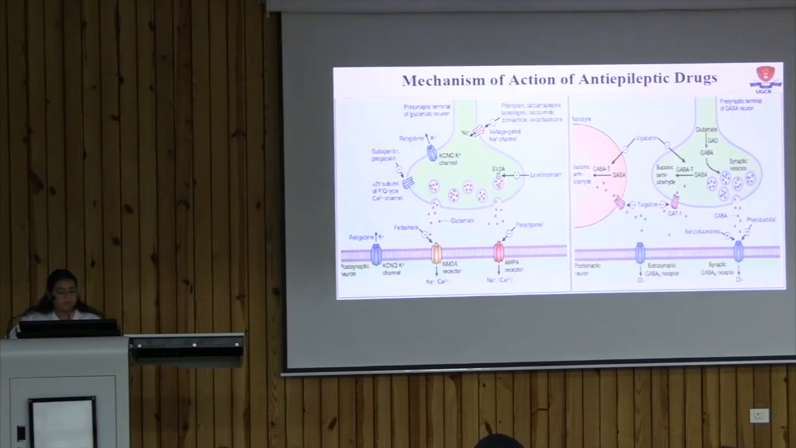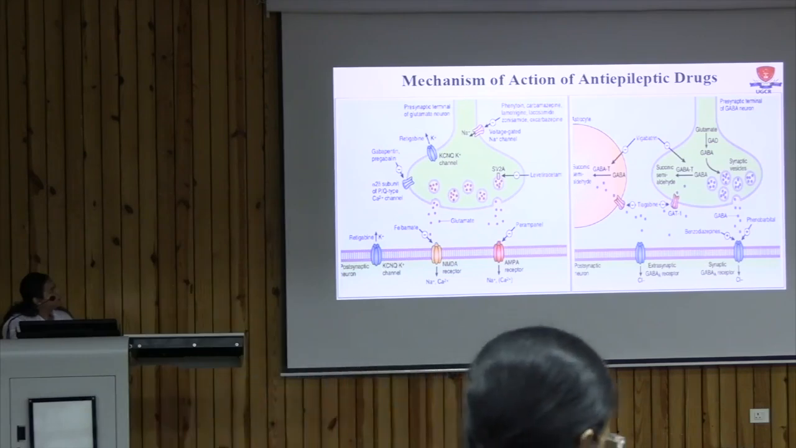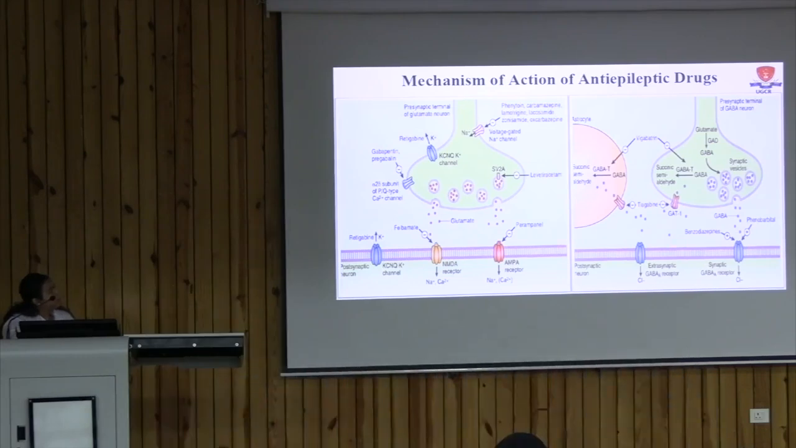Here is the mechanism of action of anti-epileptic drugs. As you can see, this is an excitatory synapse where glutamate is the neurotransmitter, and on the other side is an inhibitory synapse where GABA is the neurotransmitter. On the presynaptic terminal of the glutamate neuron, drugs like phenytoin, carbamazepine, lamotrigine, lacosamide, zonisamide, oxcarbazepine block the voltage-gated sodium channel, which keeps prolonged inactivation of the sodium channel, causing inhibition of the high-frequency abnormal discharges with minimal effect on normal low-frequency discharges.